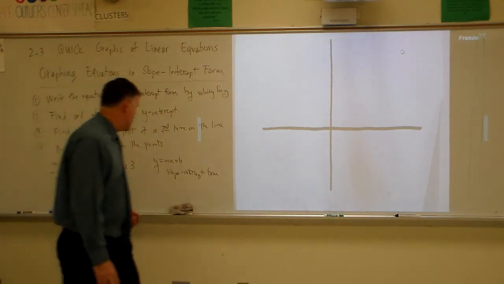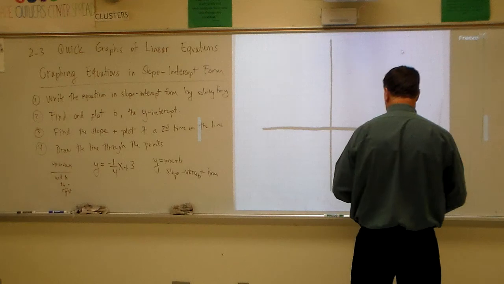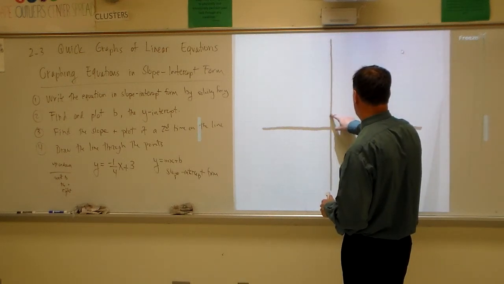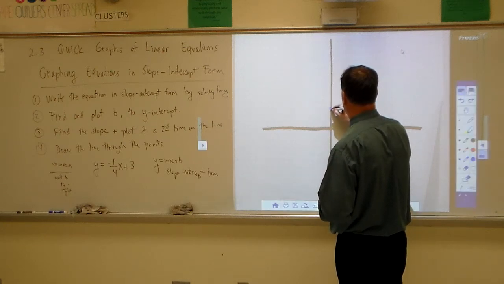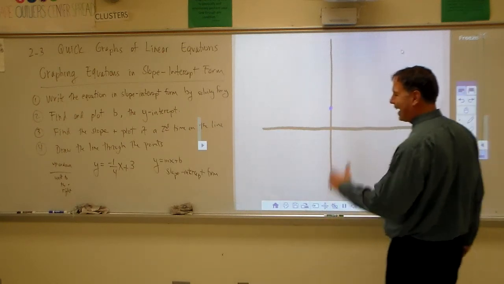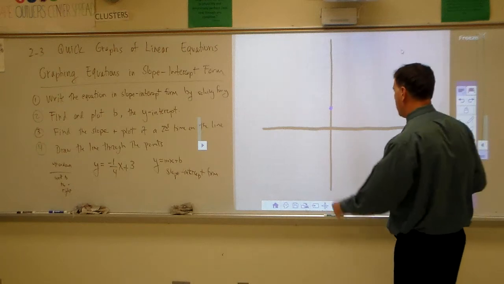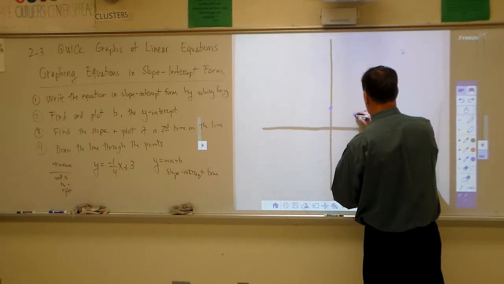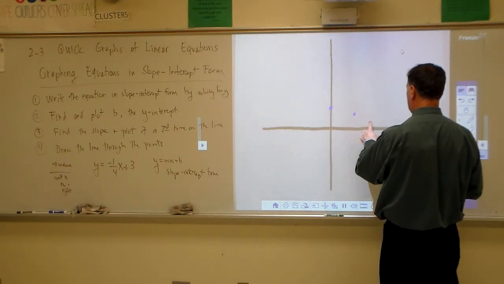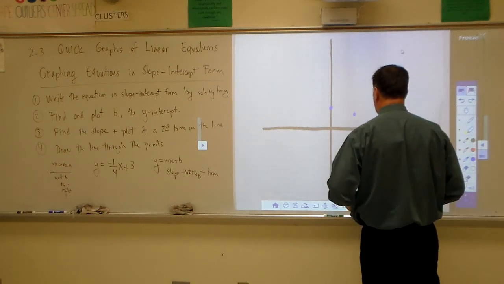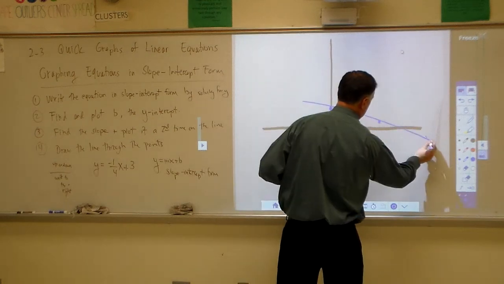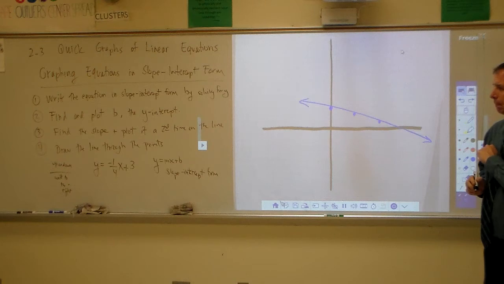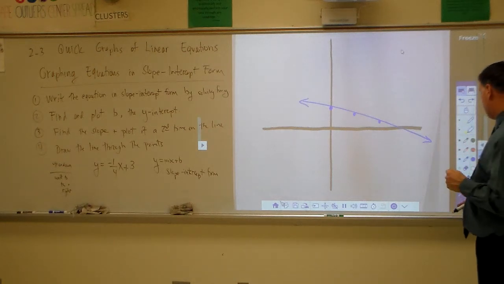Okay, so the intercept is 3. I go up 3: 1, 2, 3. I put a dot. And my slope is negative 1/4, which means I go down 1 and over 4: 1, 2, 3, 4. Down 1, over 4. And then I graph my line. There's my line. Okay? That's how you graph ones that are in slope-intercept form.